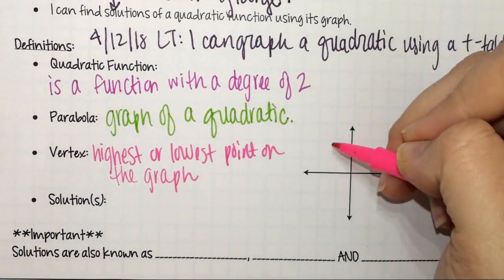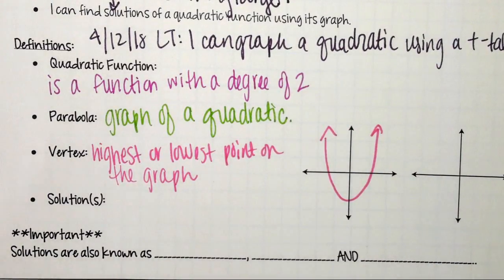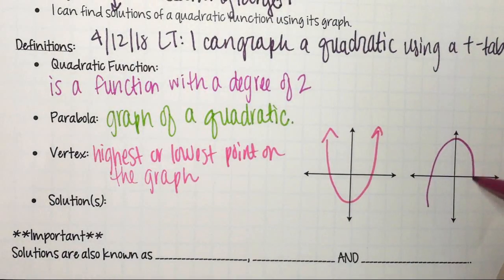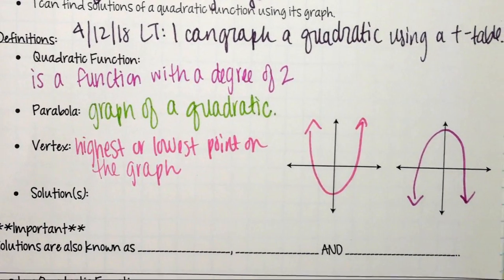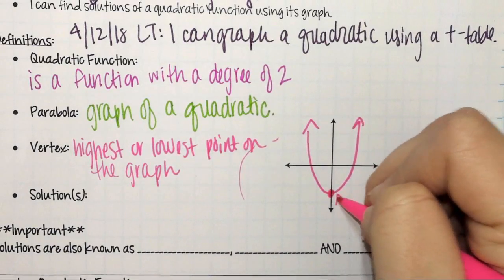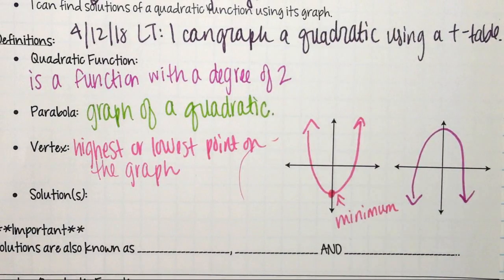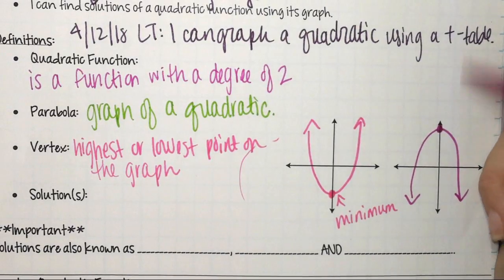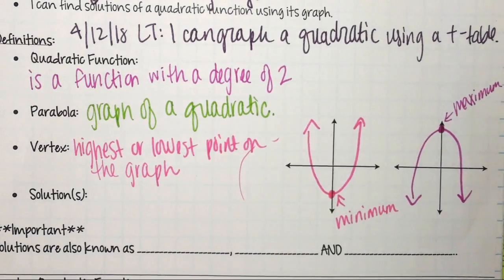So again, it can look 2 ways. It can look like this, where it opens up, or it can look like this, where it opens down. Now, this quadratic on the left, its vertex is the lowest point, so it's called a minimum. The quadratic on the right has the highest point, so what's that going to be called? Maximum. We did something like this at the old school, right?